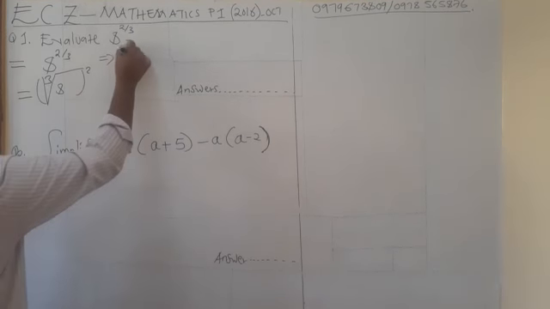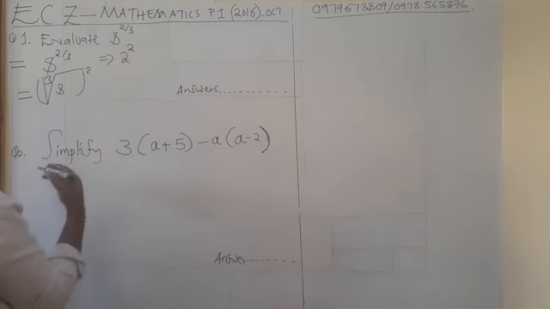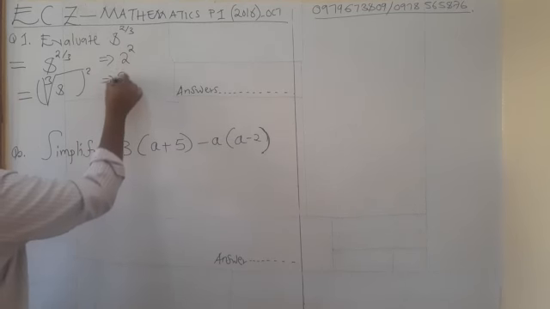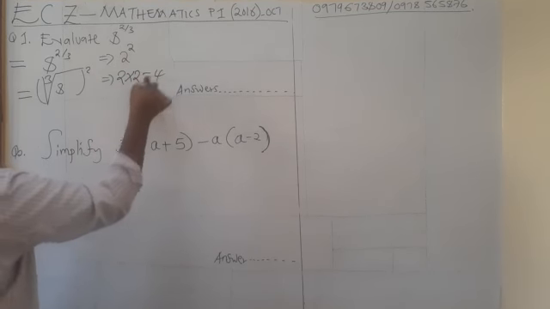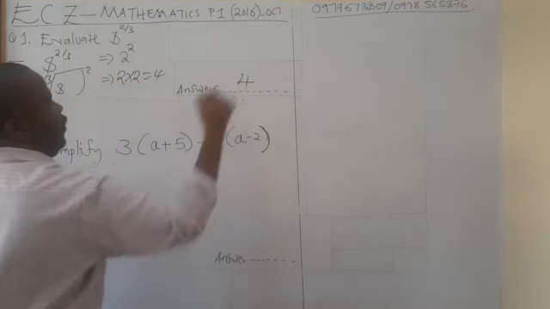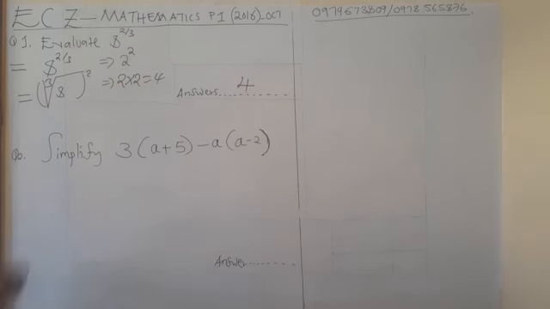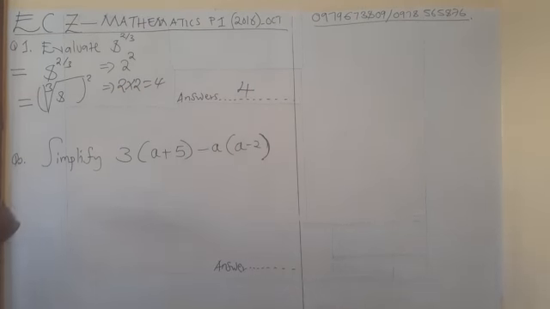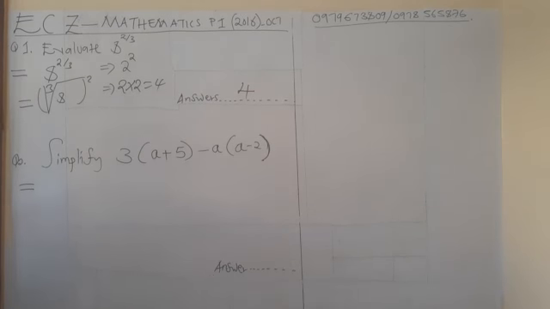Now, to the power 2 here. So 2 to the power 2 means you have got 2 times 2 and the answer is 4. So here you have got 4. So that's the answer for that one. Then let's look at the second one.